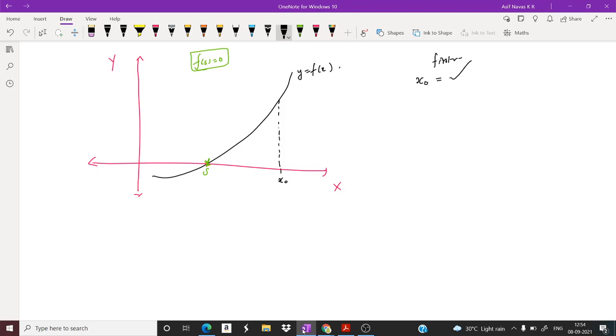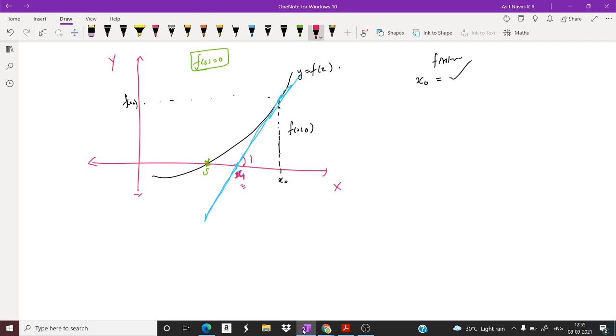Next, this is f of x naught. This length is f of x naught. Now, since f of x has a derivative, we will find the tangent line at this point. So this is the tangent line, and I call this the second iteration. Next, I will take the value where the tangent line touches the x-axis. That is my second iterative value.